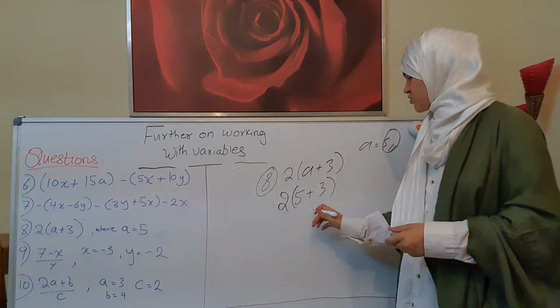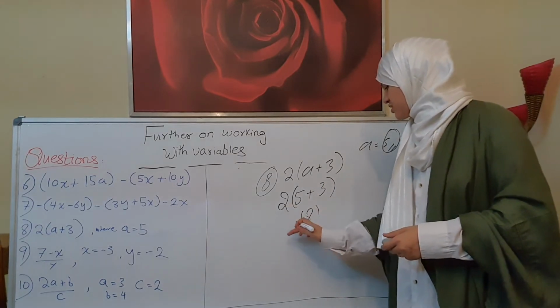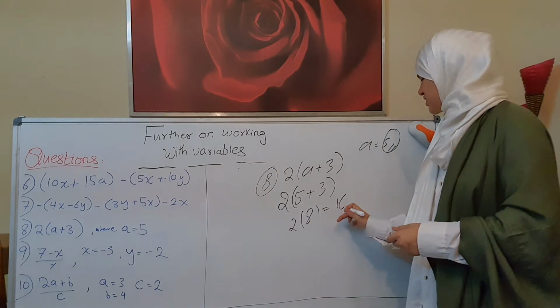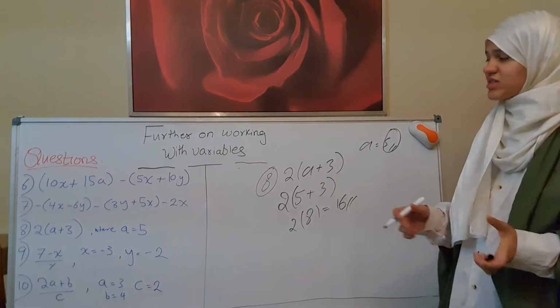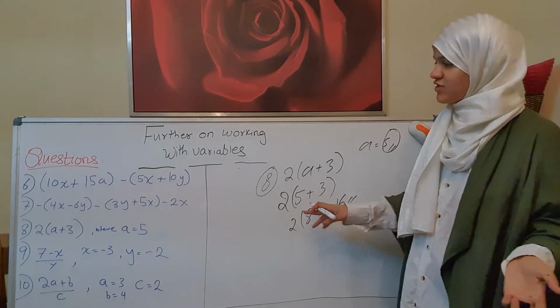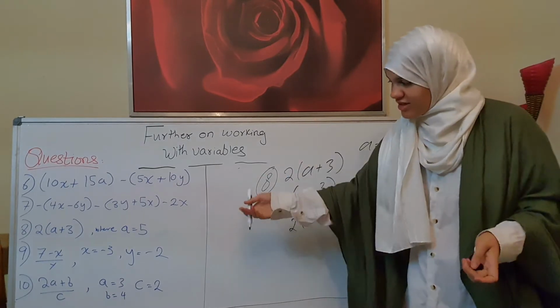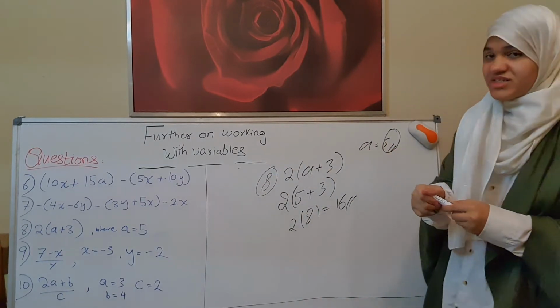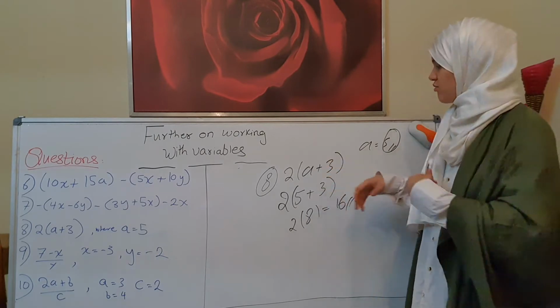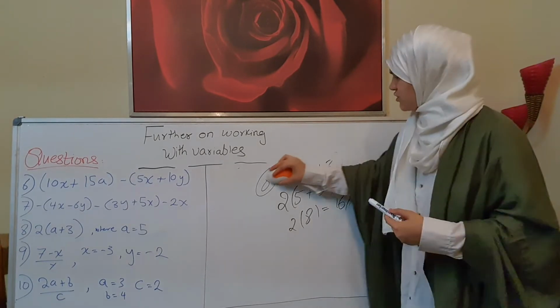Now, 5 plus 3 is equal to 8. Then times by 2 is equal to 16. The final answer is equal to 16, and this is the answer for question number 8. Now, question number 9 is the same thing, and question number 10 is also the same thing, but at a new level.